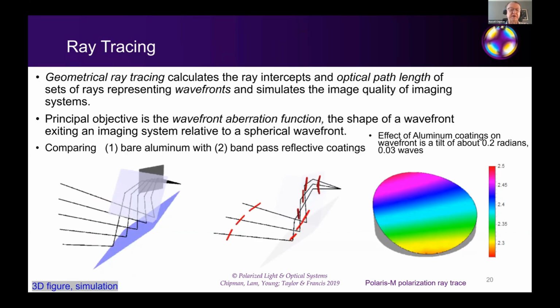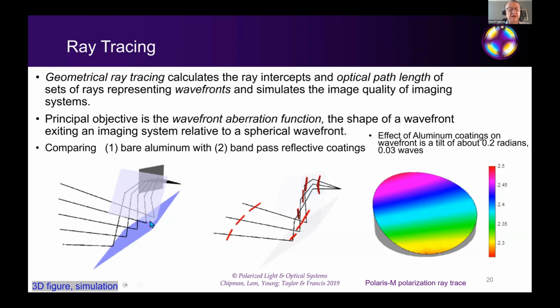And so in ray tracing, we have a geometric ray trace where we calculate a series of ray intercepts. Here's a fan of rays intercepting this first, second, and this third mirror. Then from that set of ray intercepts and the refractive indices in each of the spaces, we calculate the optical path length from an entrance pupil to an exit pupil, and we can calculate the wavefront through an optical system. And so the principal objective of ray tracing is to get this wavefront aberration function. And then when I have the wavefront aberration function, I can calculate point spread functions, optical transfer functions, and the like.